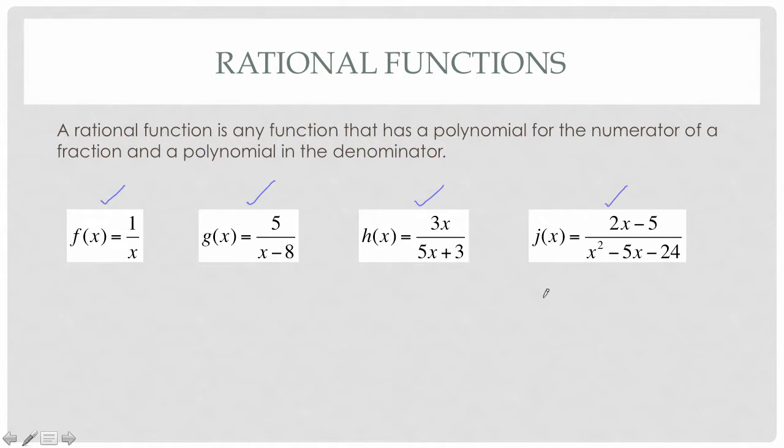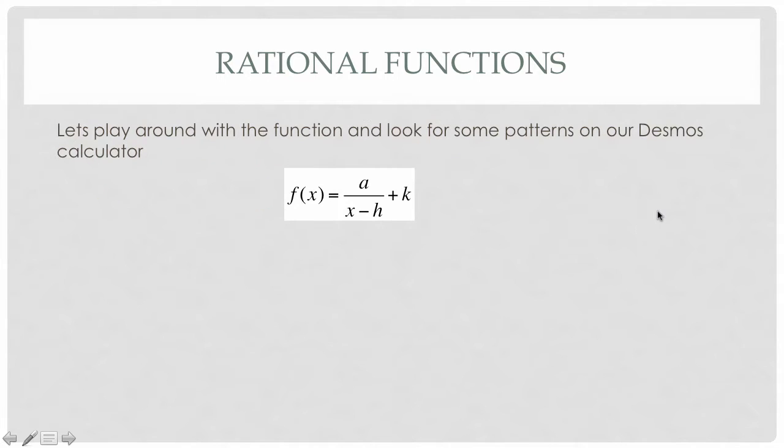It could be a really simple polynomial, like a constant of 1 or a constant of 5. Or it could be a complex trinomial and binomial in the numerators and denominators. Either way, we're going to have to draw upon a lot of what we know about factoring and about working with polynomials. So let's take a look at this basic function. We're going to look at f of x equals a divided by x minus h plus k.